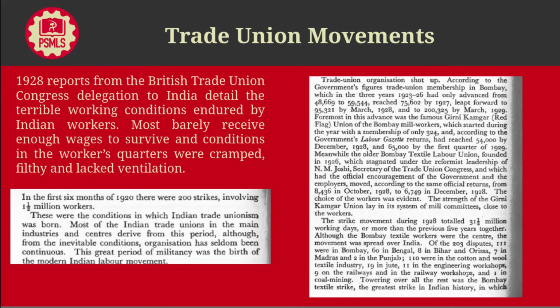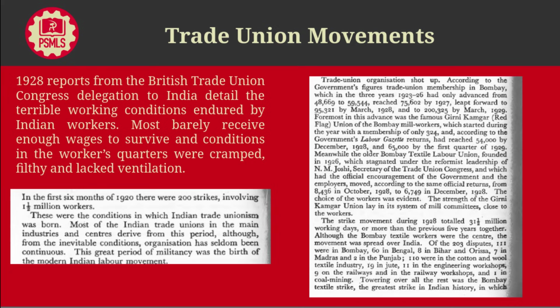Foremost in this advance was the famous Girni Kamgar Red Flag Union of the Bombay Mill Workers, which started during the year with a membership of only 324, and according to the government's Labor Gazette returns, had reached 54,000 by December 1928 and 65,000 by the first quarter of 1929.